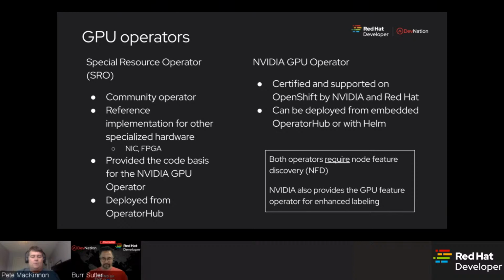OpenShift. Both these operators require node feature discovery, or NFD, and NVIDIA has also developed an enhanced labeling feature operator. So it can extract even more detail about the presence of an NVIDIA device. It can also put down a label for the actual model, the compute capability, those types of things.